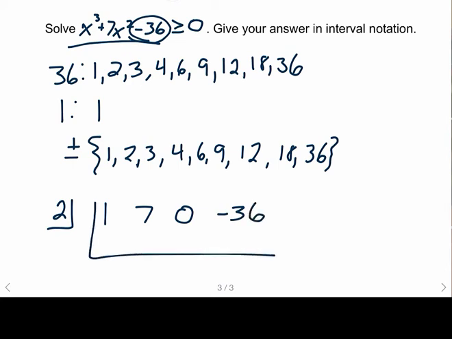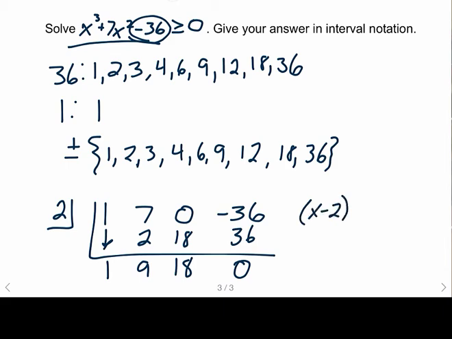And now using synthetic division, I bring down the first one and then multiply and add. So 1 times 2 is 2 plus 7 is 9. 2 times 9 is 18. Bring down that 18 because you add it to 0. 2 times 18 being 36 gives me 0. And so I now have x minus 2 as a factor.